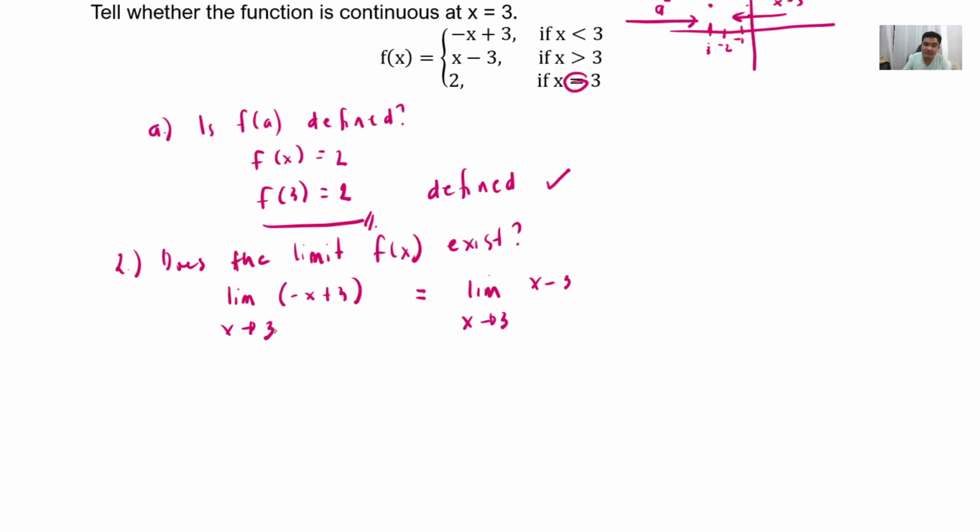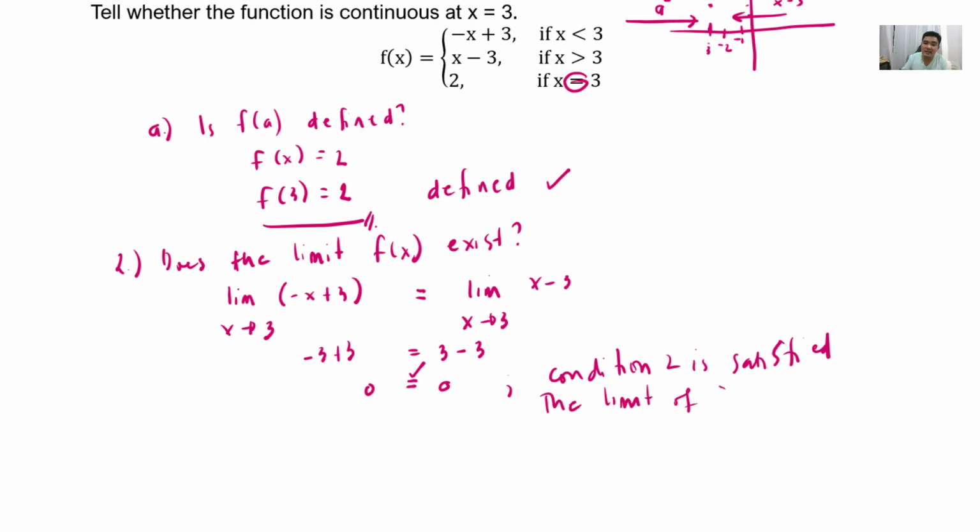Okay. So substitute natin si 3. So negative 3 plus 3 equals 3 minus 3. So that is 0 equals 0. So they are equal. Ibig sabihin class, condition number 2 is satisfied. And if it is satisfied, therefore, the limit exists. Okay? So, the limit of the function exists.